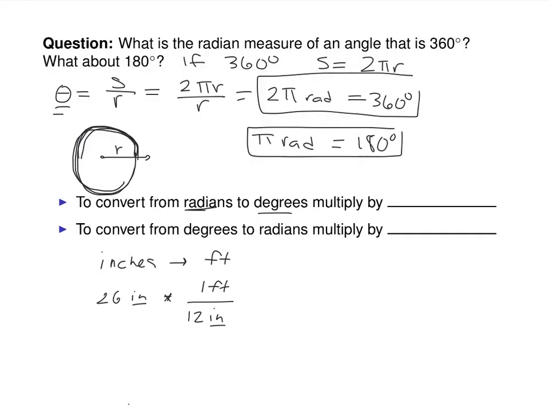So if you want to go from radians to degrees, what do you want to cancel? The radians. So you need your pi radians in the bottom. And what is pi radians equal to in degrees? 180. 180 degrees.